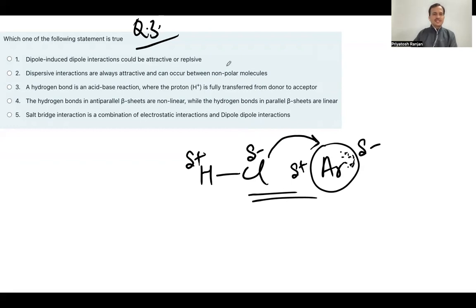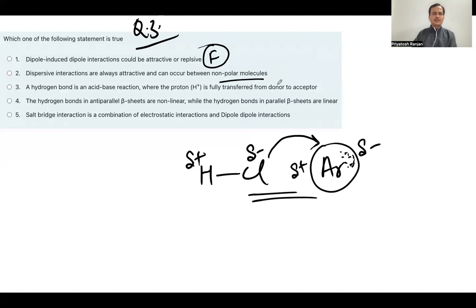So which one of the following statements is true? No, this is false. Dispersive interactions, which are van der Waals or the London forces, are always attractive and can occur between non-polar molecules. Seems true. These are always attractive. It's also called instantaneous dipole, induced dipole. There are non-polar molecules, as I said, and for a brief period of time, because of the uneven movement of the electrons, they can instantaneously create a dipole in one of the molecules, which is subsequently going to induce a dipole in the other nearby molecules.